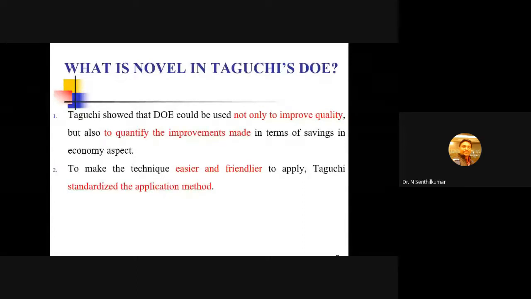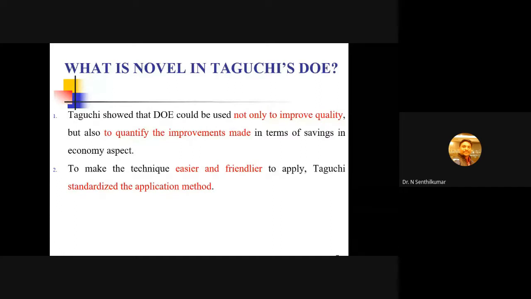What is novel in Taguchi's DOE? He is designing the experiments. As told, quality should be inbuilt. His approach is not only to improve the quality, but also to quantify how much improvement is being made. He is going to do some work in order to improve the quality, and the quantification of how much improvement is also made in the experimental design itself.